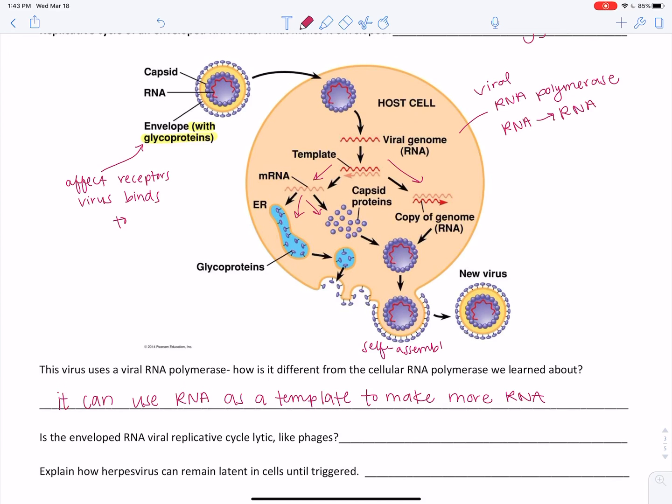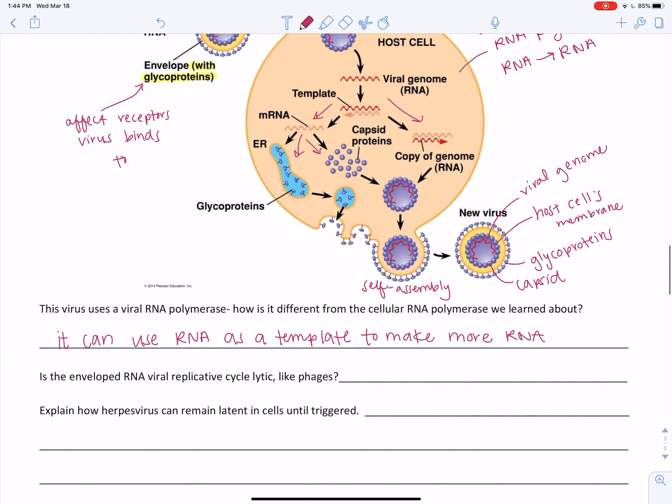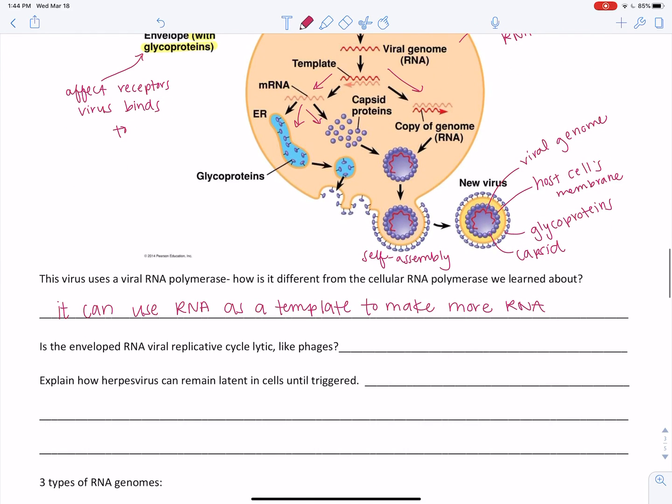The capsid coats the RNA, and then the glycoproteins are attached to the host cell's membrane, which then, as the new virus leaves, it actually has part of the host cell's membrane with the glycoproteins on the outside so it can bind to other cells. Inside of the virus, we see its capsid made of proteins and its viral genome. This is not like the lytic cycle, aka the one that kills the bacterial cells, because it doesn't kill the cell usually.